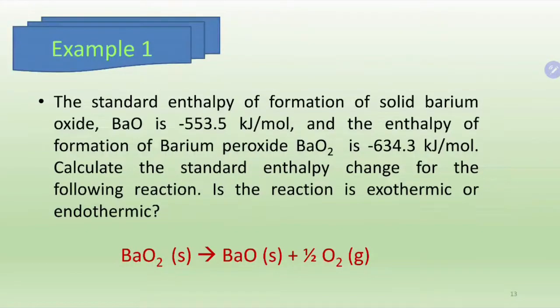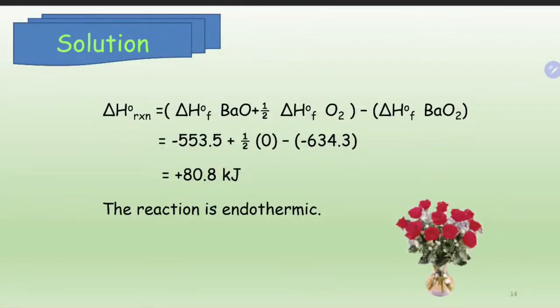Let's consider this example. In this example, the standard enthalpy of formation of barium oxide is given as well as the standard enthalpy of formation of barium peroxide. Calculate the standard enthalpy change for the following reaction. Is the reaction exothermic or endothermic? By applying the formula, we know that the delta H naught, or the enthalpy change of the reaction, is positive 80.8 kilojoules. The reaction is endothermic because it has a positive value.